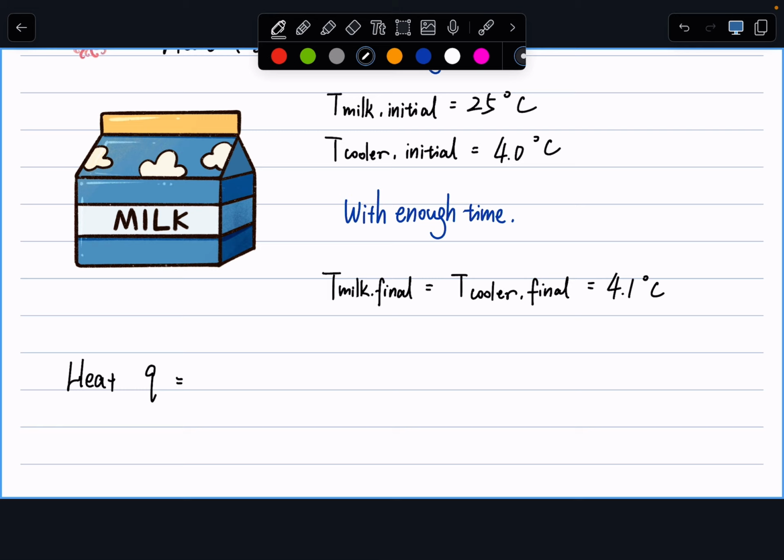So that equals M1 C1 (T final minus T1), which equals the negative of M2 C2 (T final minus T2). It doesn't matter which one is T1, which one is T2. Just know the amount of heat that's given from the milk to the cooler is the same as the amount of heat absorbed by the cooler from the milk. It just depends on which one you define as a system.